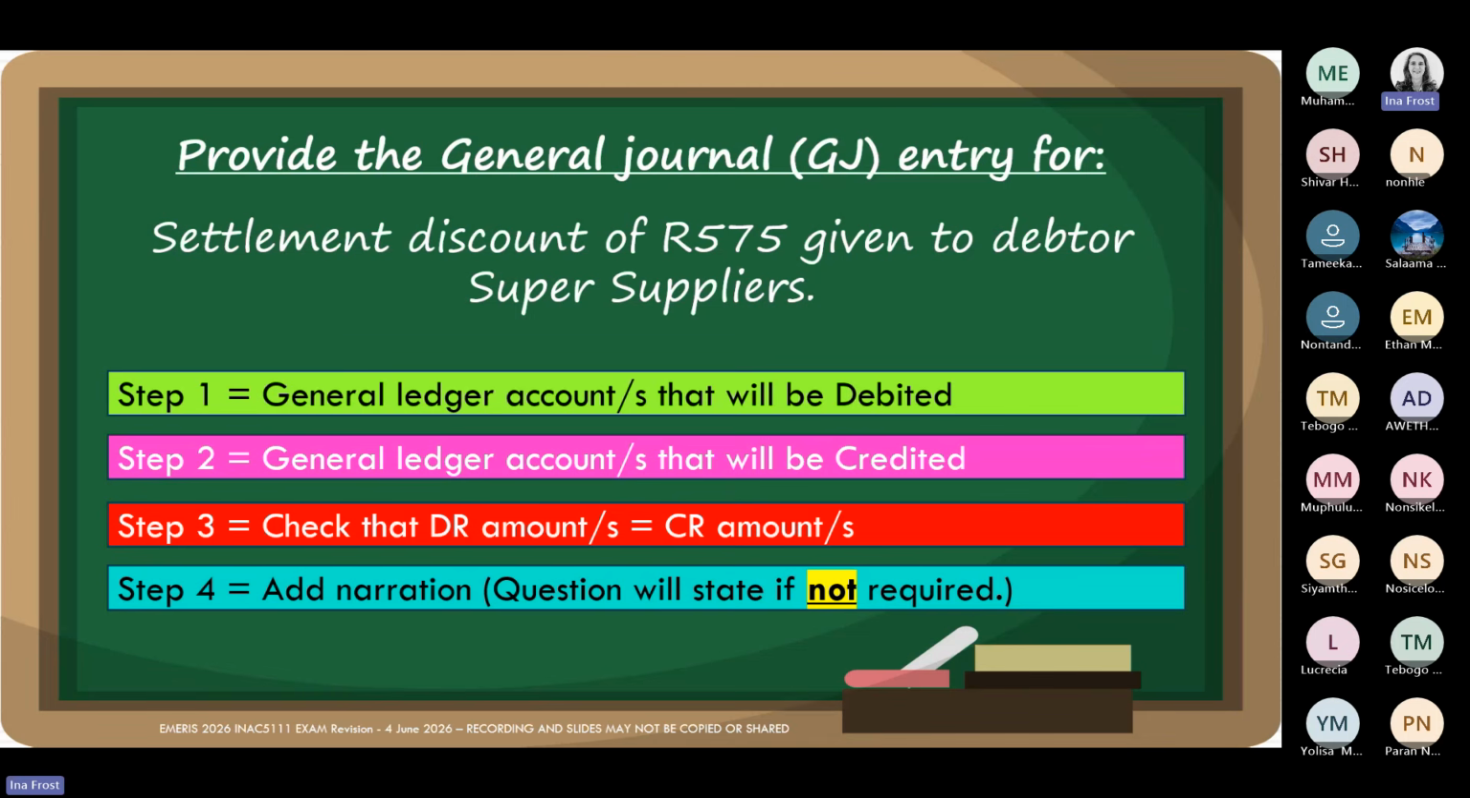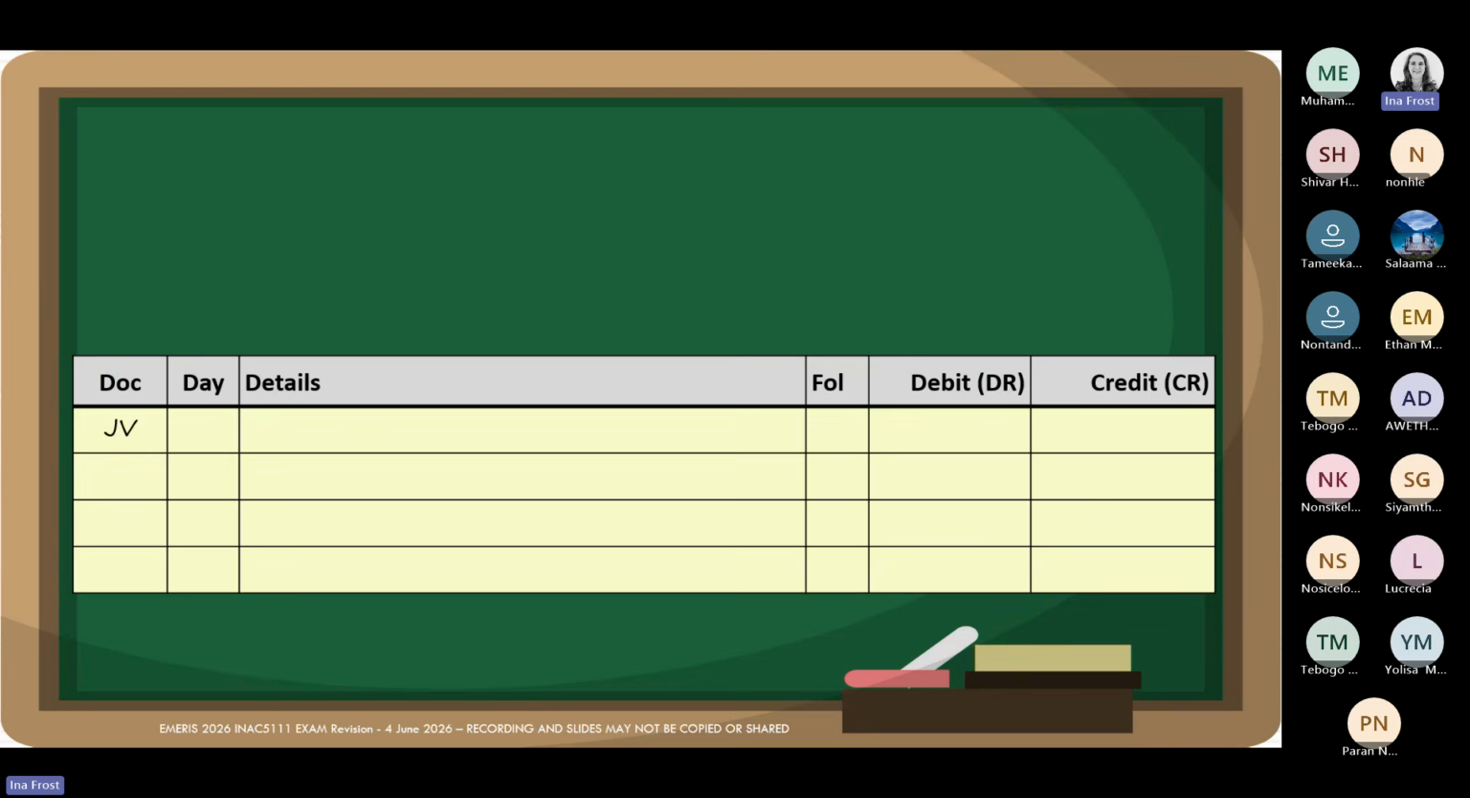Okay, has everyone had a moment just to get their thoughts together? I hope you all practiced this new little tip that we've given you. I hope on your A4 paper there at your desk, you did draw out the little T accounts and you were able to see where they're going to increase and where they're going to decrease. So we're dealing now with a settlement discount of 575 rands that we are giving to our debtor.